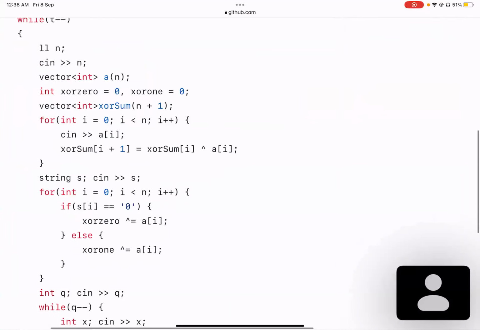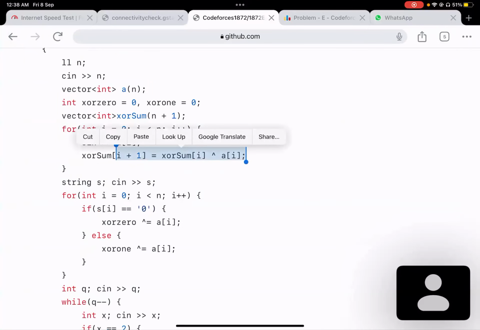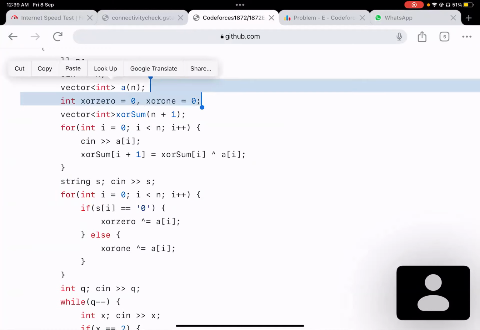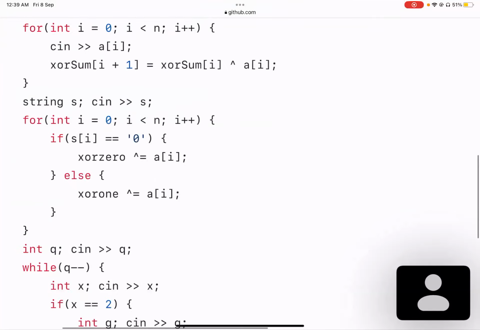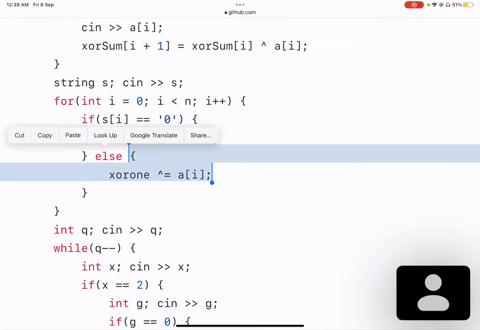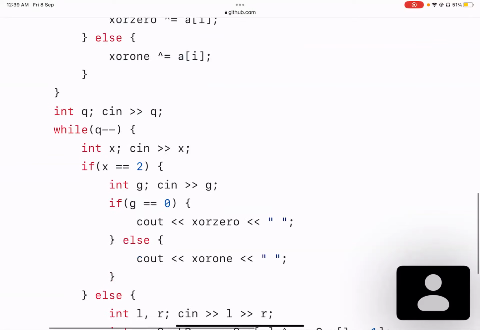What I have done already is I took a prefix XOR already so that we can use it later in order to get XOR of L2R quickly or optimally. Similarly, I have taken XOR of 0 and XOR of 1 as 0 in the initial part, and I am initially updating XOR 0 and XOR 1. If S[i] is equal to 0, then it contributes to XOR 0, and if it is equal to 1, it contributes to XOR 1, right?